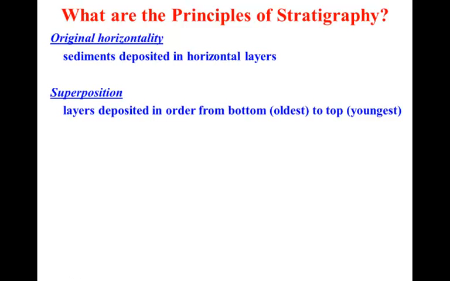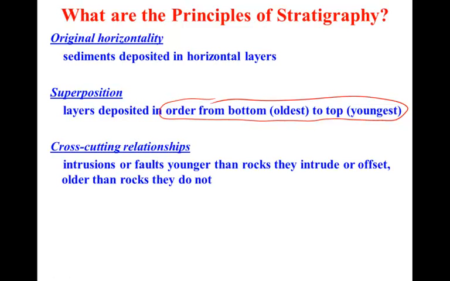Next principle is superposition. Superposition simply means that if the layers are not disturbed, they're still going to be in order. They're deposited in order from oldest layer at the bottom to youngest layer at the top. This is because there's no way to get younger sediment beneath older sediment. Sediment accumulates on the surface. The youngest sedimentary layer is the one that's on top, and layers get progressively older as you move down that sequence of layers.